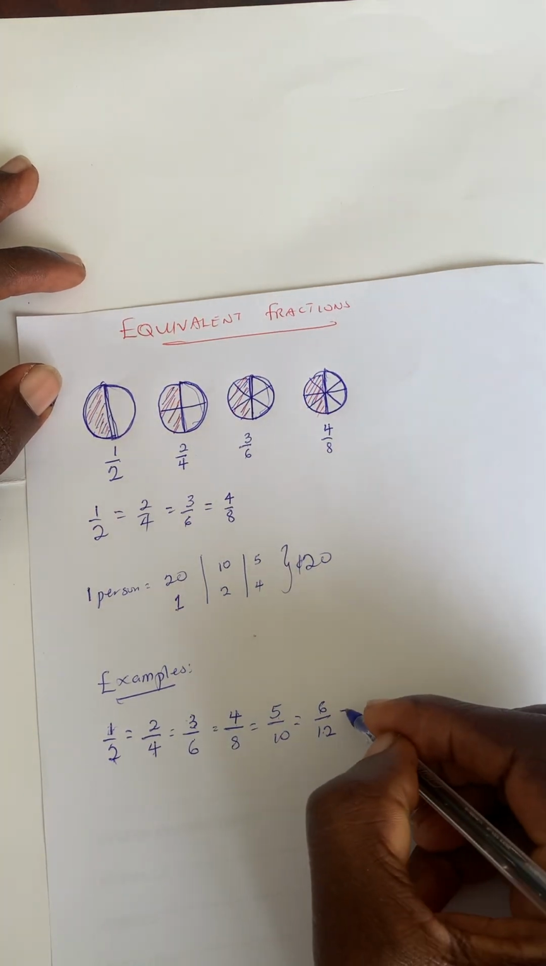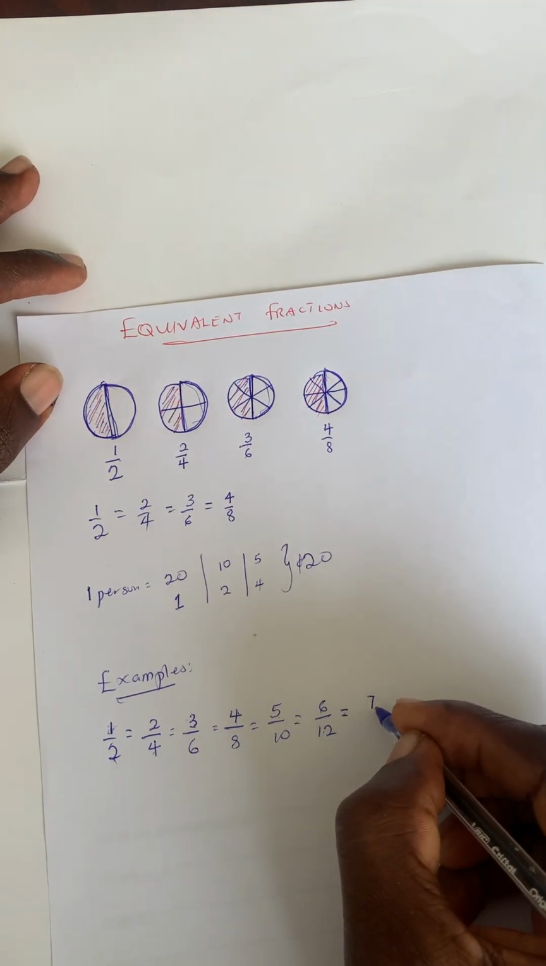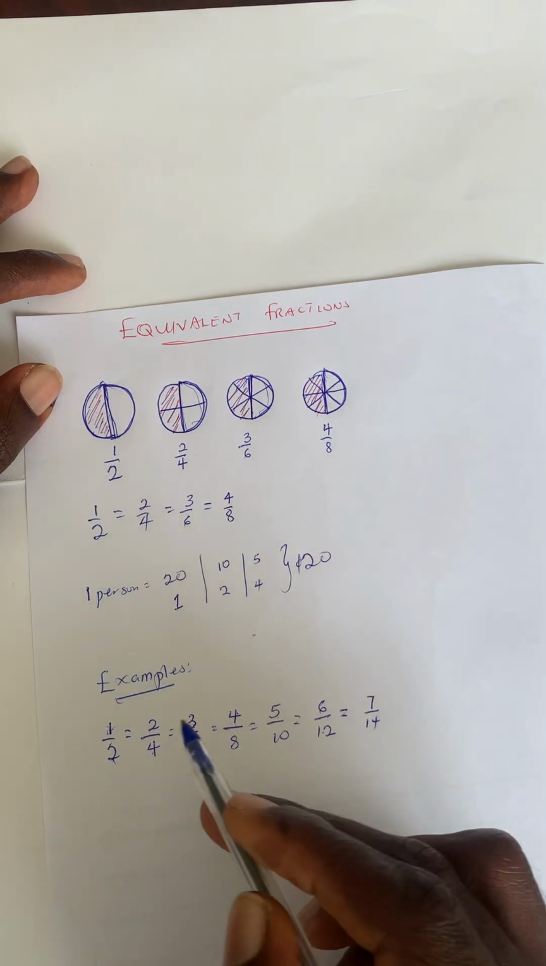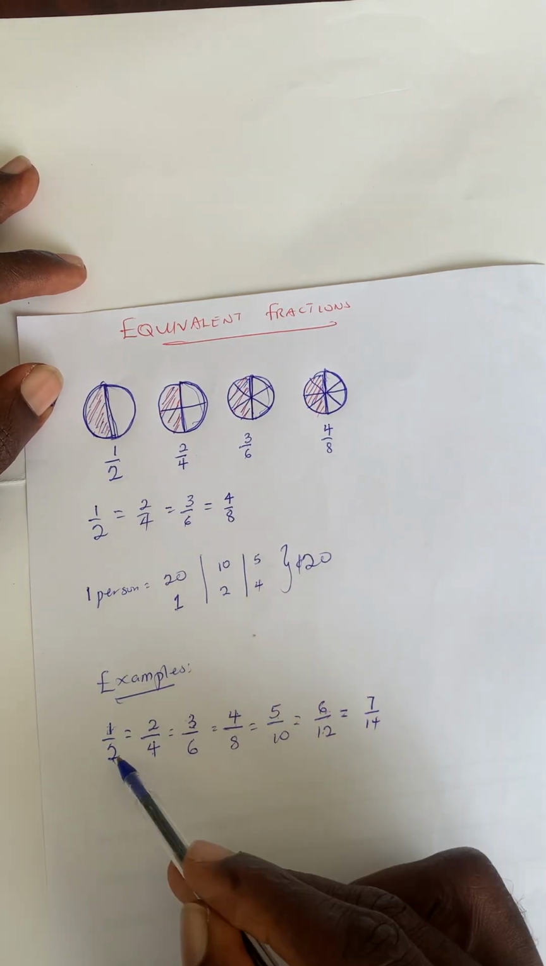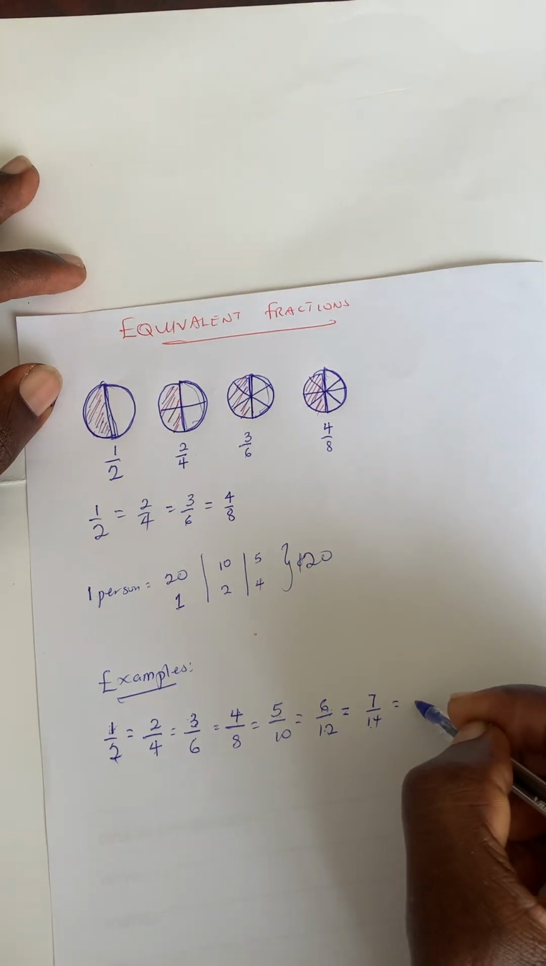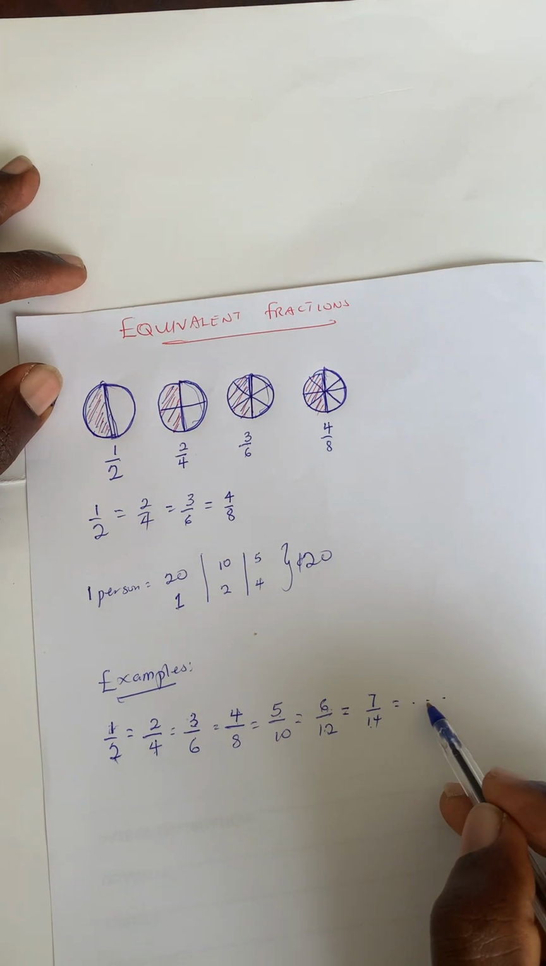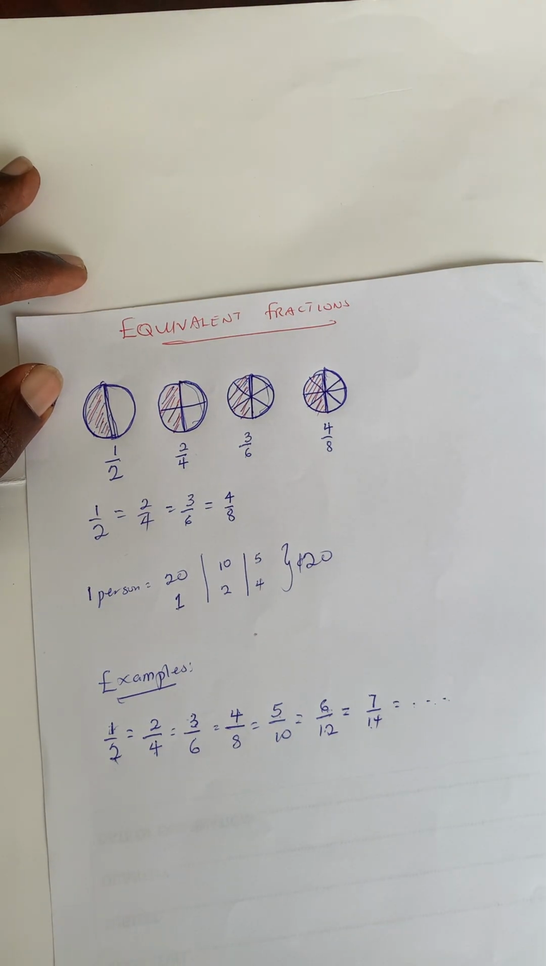What do you think is the next equivalent fraction? Good. I know you said 7 over 14, because 1 plus 6 gives 7, 2 plus 12 gives 14. And equivalent fractions do not end, so you can write up to infinity. That's why we have these 3 dots over here.